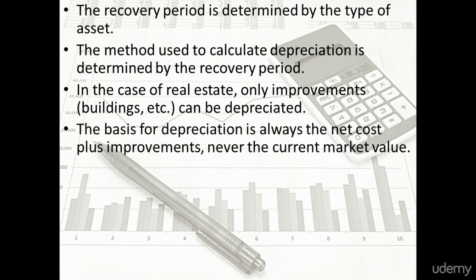The basis for depreciation is always the net cost plus improvements, never the current market value. An oddity in the accounting system is that assets must be depreciated based on actual cost plus improvements, if any. You can never increase the book value of real estate.